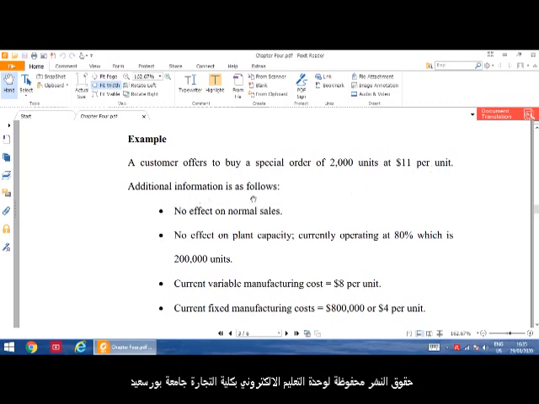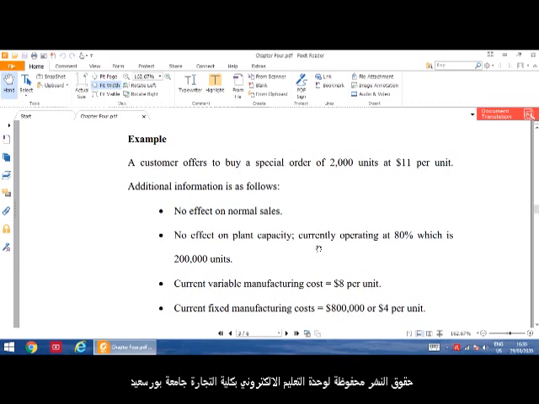Additional information is as follows. Condition number 1: no effect on normal sales. No effect on plant capacity, currently operating at 80%, which is 200,000 units. So the plant does not operate at full capacity.